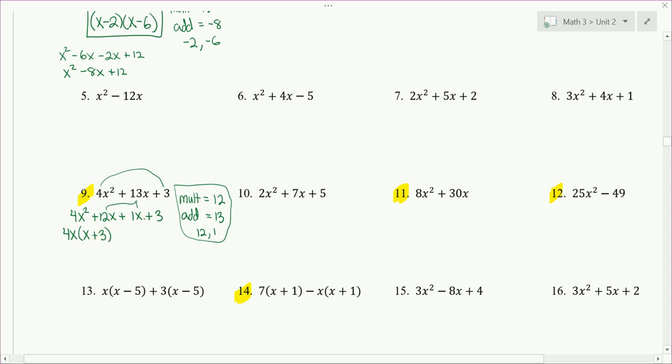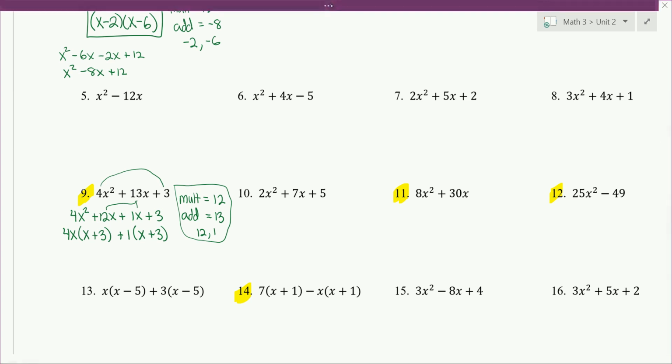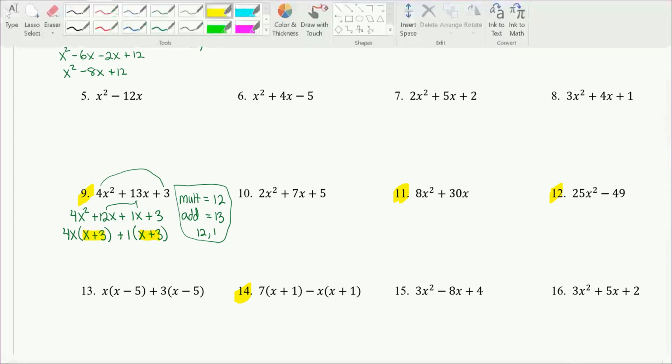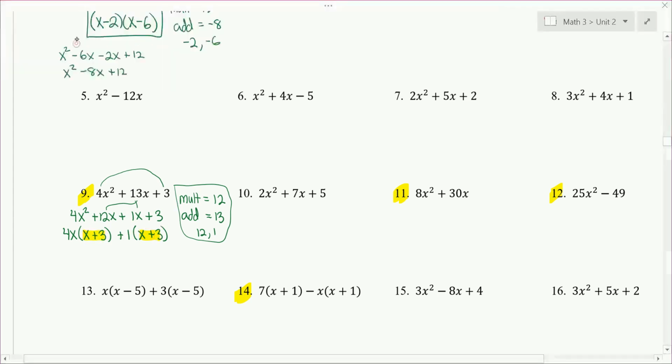And then look at the last 2 terms, the 1x plus 3. What is the greatest common factor of those? In this case, only positive 1. If I divide 1x by 1, I just get x. If I divide 3 by 1, I get 3. If you're doing this correctly at this stage, what's inside the parentheses will match. Take what's inside the parentheses, the x plus 3, and factor it out of both terms. When you do that, you end up with x plus 3 out in front, and we're left with the 4x plus 1.